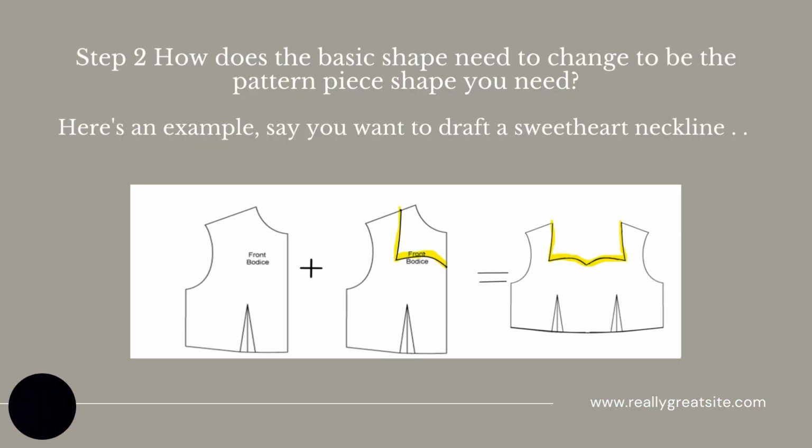So step 2, how does that basic pattern piece shape need to change to be the pattern piece shape you need? So here's an example. Say you want to draft a sweetheart neckline. And if you've never seen or you don't know what a sweetheart neckline is, that just simply is kind of a curvy edge on your neckline. Exactly what the highlighted line looks like here.